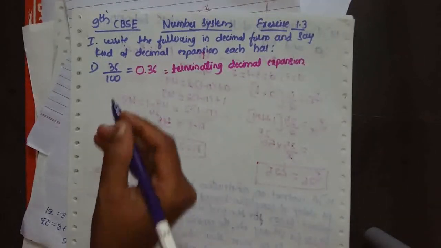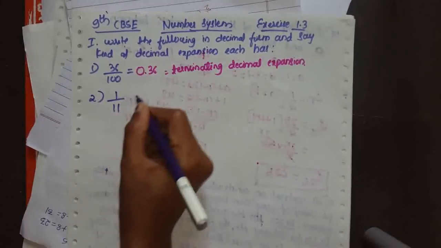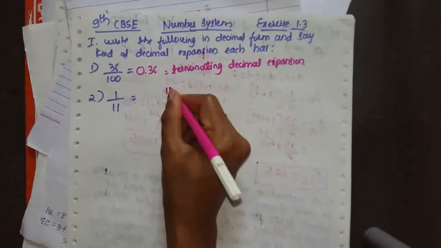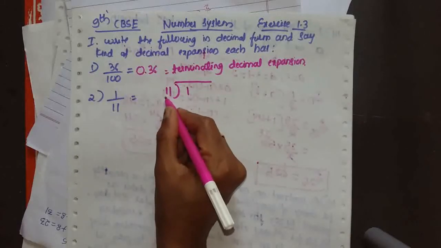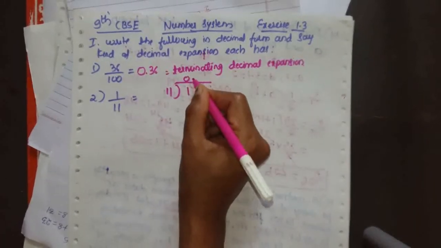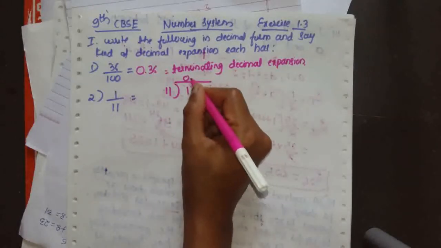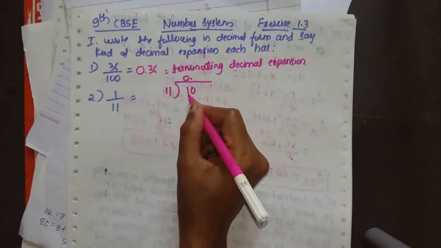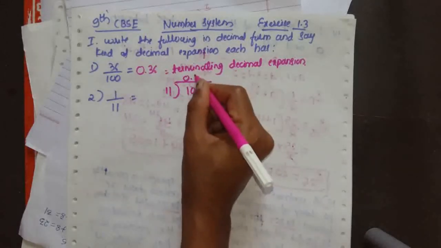Yes, the second one, this is 1 by 11. I just do it by dividing. So I divide 1 by 11. Here 11 goes 0 times, so 0 point. You take 10 here. Again, 10 is not divisible by 11, so again take 0.